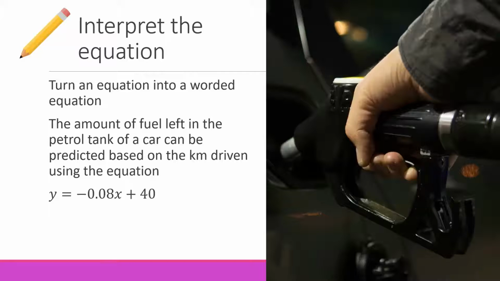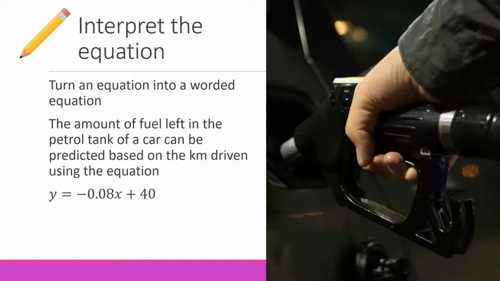So what we're going to do here is we're not going to be interpreting anything. We're just going to be making a worded equation. The reason I'm showing you this is because this does show up a lot. Okay, so how do I turn this equation into a worded equation? All you do is you need to replace the variables.